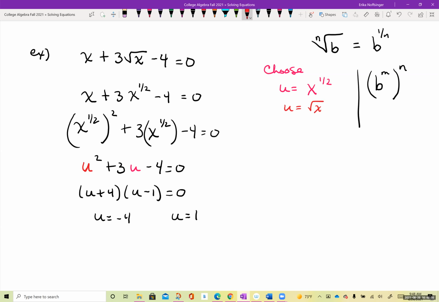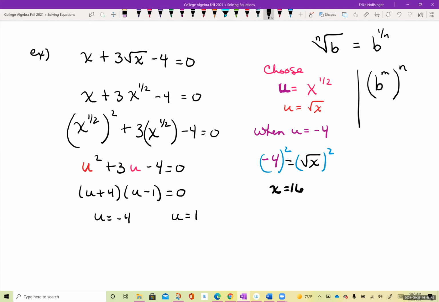So let's go in there and solve for x in each case. When u is equal to negative 4, I'm going to go up here and replace u with negative 4 and solve for x. So we get negative 4 is equal to the square root of x, or x to the 1/2, it doesn't matter. But in order to solve for x there, I actually have to square both sides of my equation. Squaring both sides, I'm left with 16 is equal to x, or x is equal to 16.